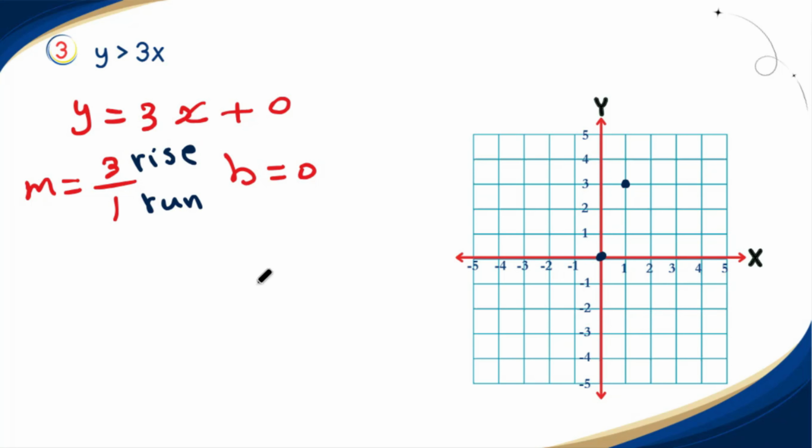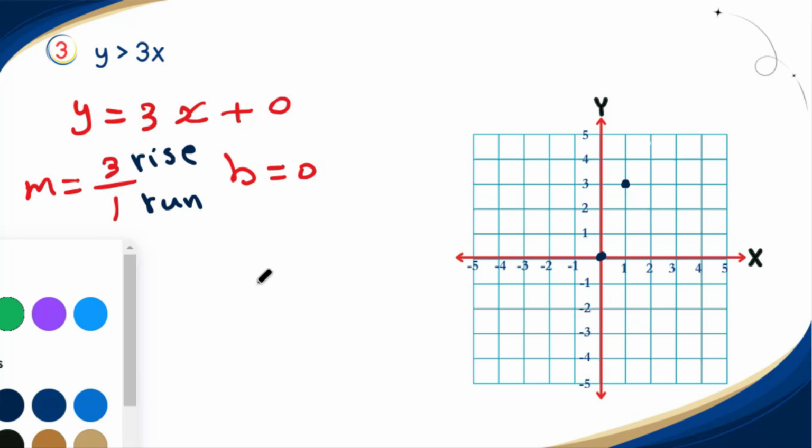Now, does this inequality have an equal sign or not? Just more than, no equal sign. If there is no equal sign, this boundary line will be a dashed line. Okay, how will the dashed line look? Like this.